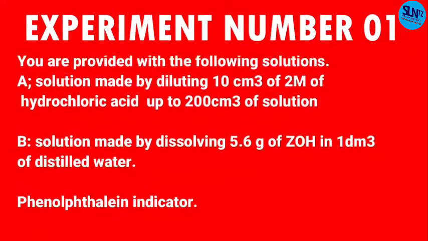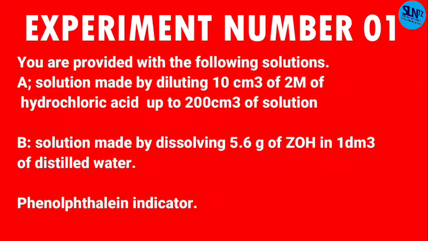You are provided with the following solutions. Solution A, made by diluting 10 mL of 2 molar hydrochloric acid up to 200 mL of the solution. Solution B, made by dissolving 5.6 grams of Z hydroxide in 1 liter of distilled water. The indicator used is phenolphthalein indicator.